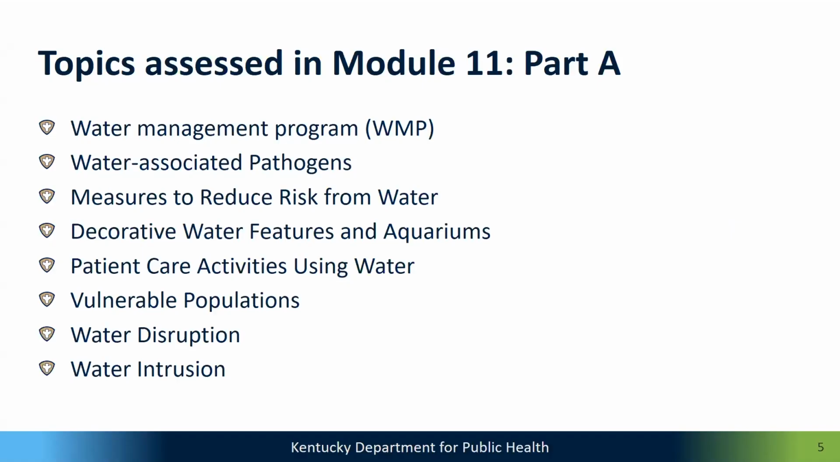Water-associated pathogens. Does your facility have a surveillance process for water-associated pathogens, such as Legionella, Burkholderia, Stenotrophomonas, etc.? You want to make sure that you do have those in your surveillance plan. What measures has your facility implemented to reduce the risk from water? Do you have patient care supplies outside of your splash zone, for example? Are your faucets offset from your drains? Those are some of the questions that are assessed under that topic.